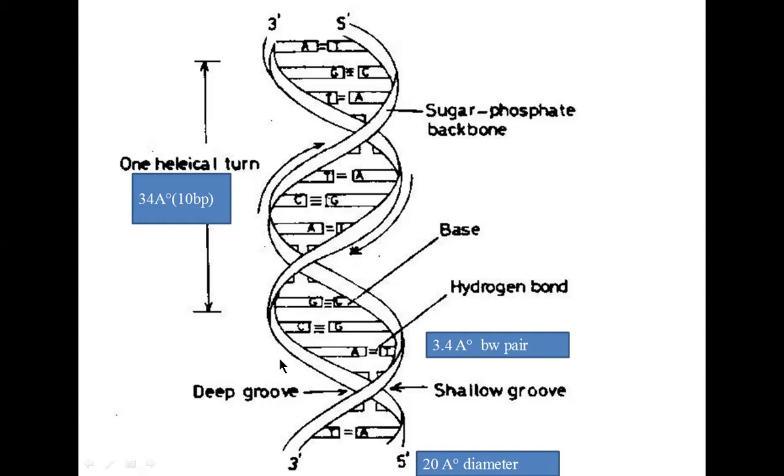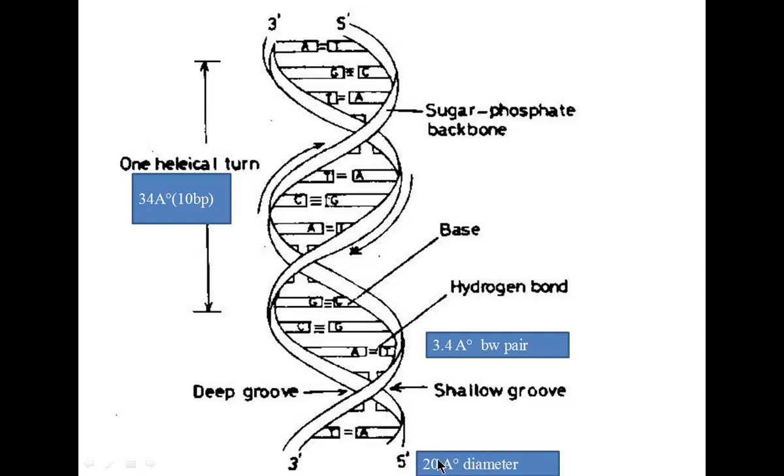The most important one is the major groove, that is the deep groove, and the minor groove, the shallow groove, which play a very important role during the binding of proteins and also during gene expression. And the next part you need to keep in mind is the dimensions. Each helical turn is 34 angstrom, with 10 base pairs, and the distance between the pairs is 3.4 angstrom, and the diameter of the double helix is about 20 angstrom.